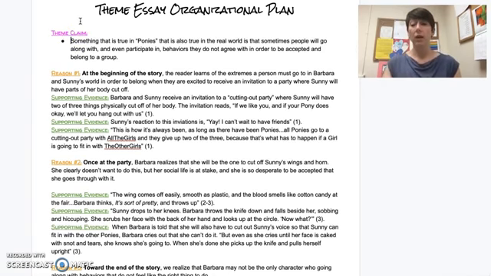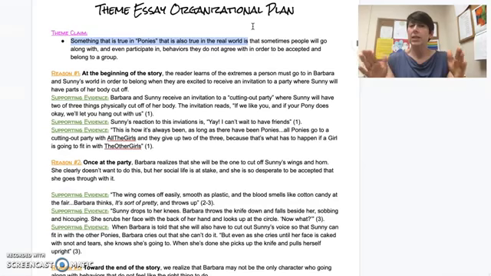Something that's true in Ponies, that's also true in the real world, is that sometimes people will go along with and even participate in behaviors they do not agree with in order to be accepted and belong to a group. Now you can notice right away that I started my theme claim with a sentence stem or a sentence starter that I lifted right off that poster in the back of our room that has all those different ways you could start talking about theme.